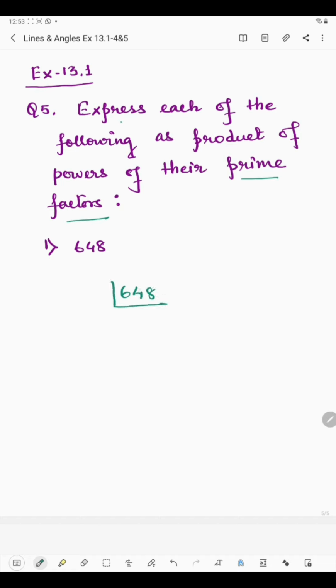If the last digit is an even number, then it will be divisible by 2. So which are the even numbers? 0, 2, 4, 6, 8. If these numbers are there at one's place, then the number will be divisible by 2. So 2 3s are 6, 2 2s are 4, 2 4s are 8. Again it will be divisible by 2. 2 1s are 2, 2 6s are 12, 2 2s are 4. 2 8s are 16, 2 1s are 2.